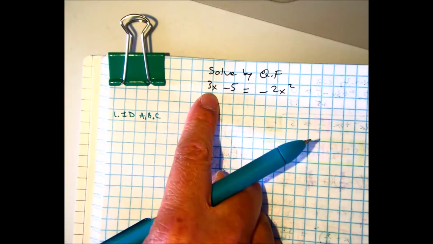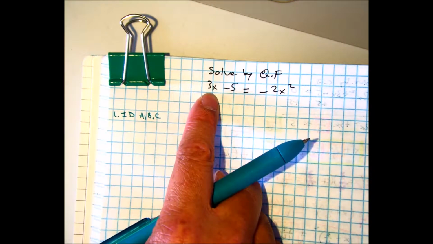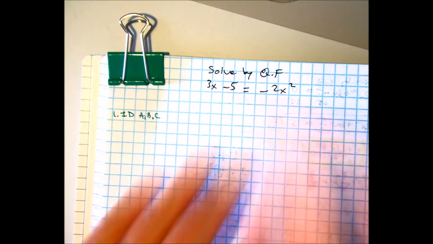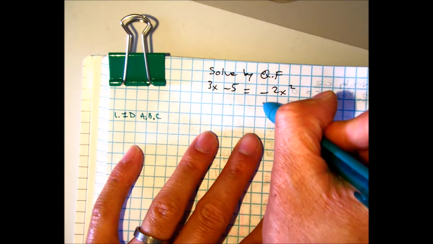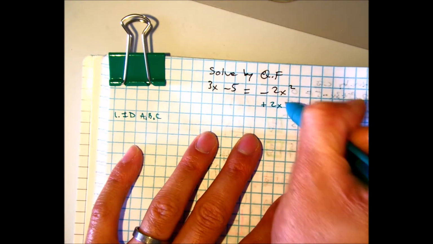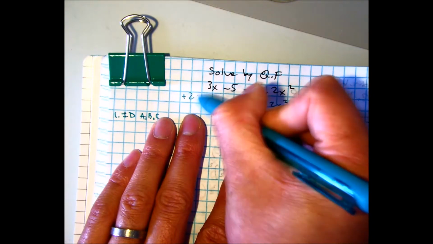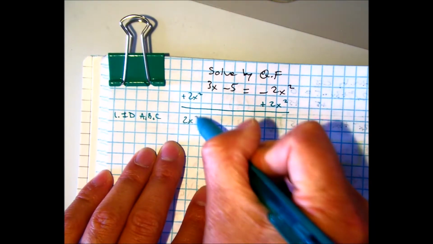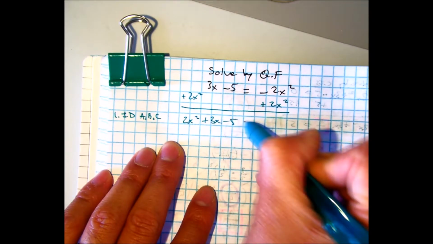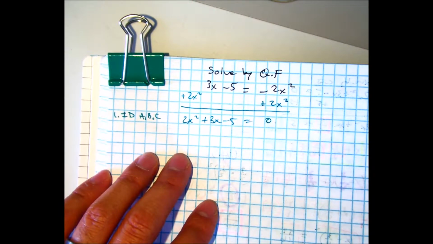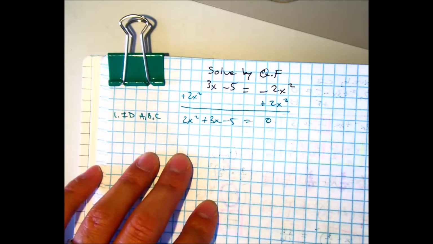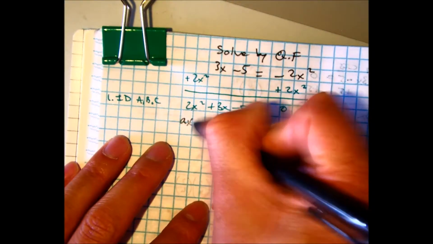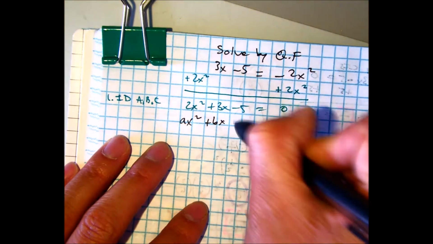Class, is this the A value? No. Well, I need to get it in standard form. How do I do that? I most likely want an A value to be positive, so I'll add 2x squared to both sides. This leaves me with 2x squared plus 3x minus 5 equals 0. And then from here, we can write the standard form of quadratics below it: ax squared plus bx plus c.